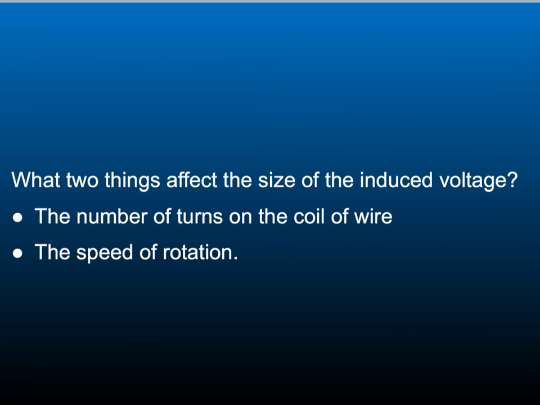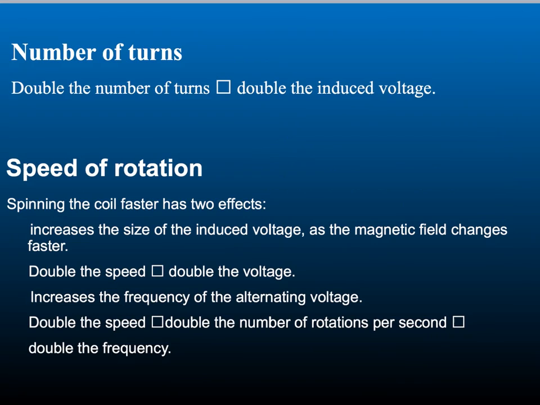If we wanted to make the size of the induced voltage bigger, then we could increase the number of turns on the coil of wire, and we could increase the speed of the rotation. Now, if you double the number of turns, then you will double the induced voltage.